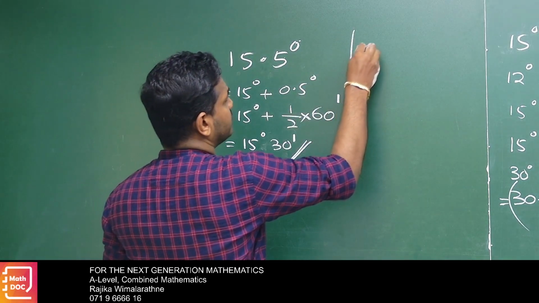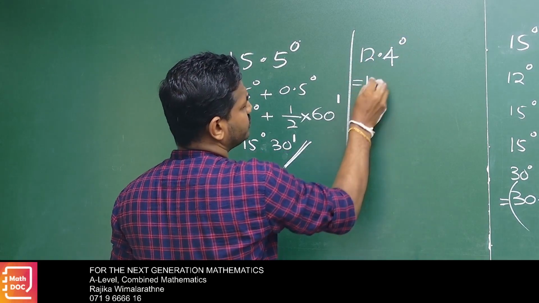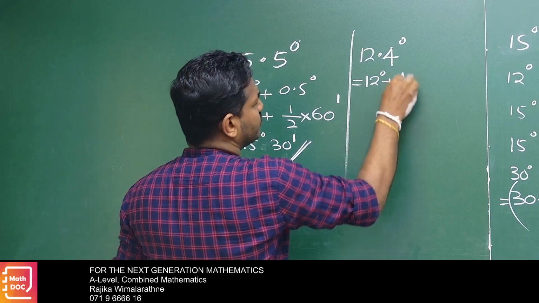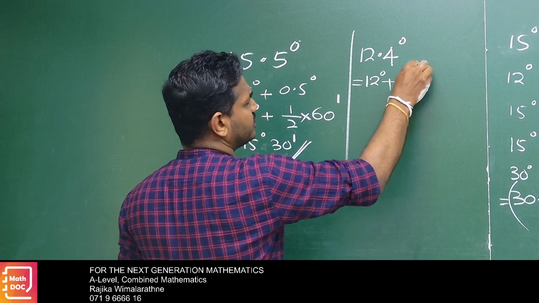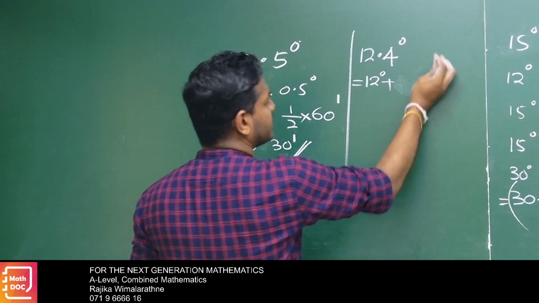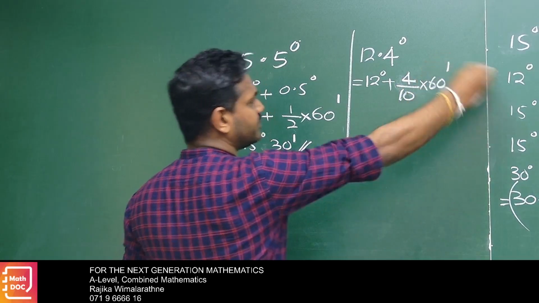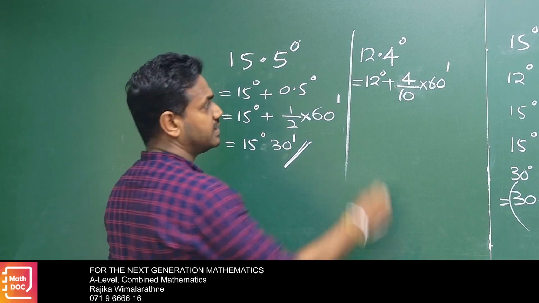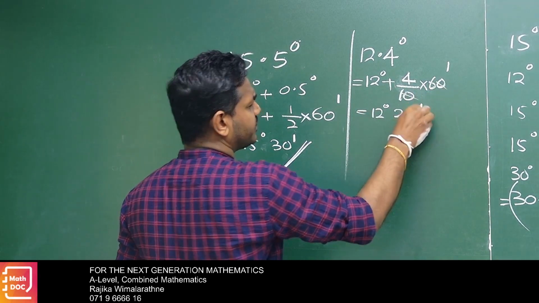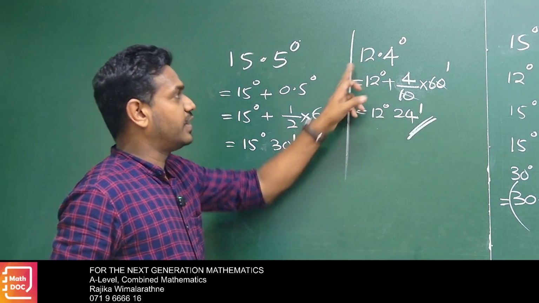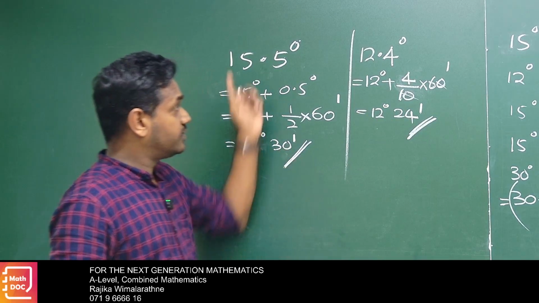Now consider 12.4 degree. Here you do 12 degree and 0.4 degree. Then 0.4 means 4 over 10. Then you multiply by 60. Now that is in minutes, no? Then 12 degree, simplify, 24 minutes. Then 12.4 degree means 12 degree 24 minutes. So on we can do. Okay, do that examples.